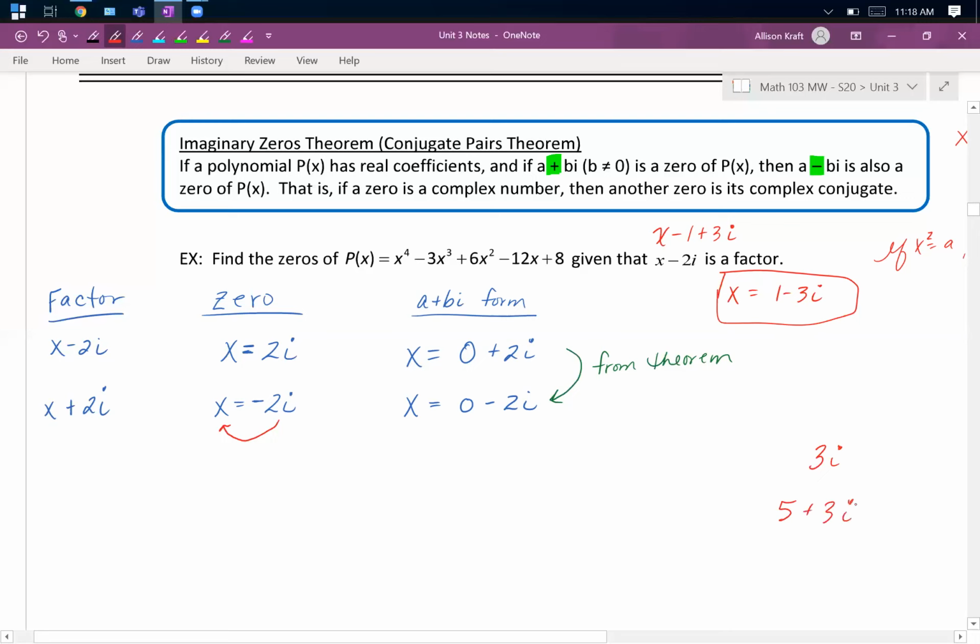Okay. I mean, technically an imaginary number is a complex number. Everything is a complex number, but usually when we say complex, we mean that it's looking like this with the 5 plus 3i. Anybody else?